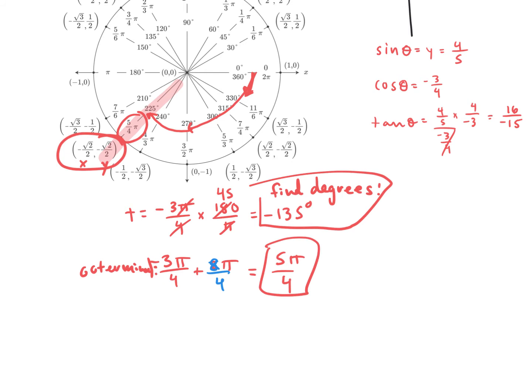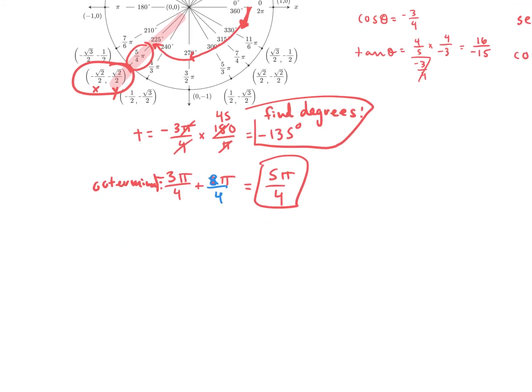So now I need to find my 6 trig functions. So I'm using the point negative square root 2 over 2 and negative square root 2 over 2 for x and y. So sine of theta is what? Negative square root 2 over 2. It's the y, so negative square root 2 over 2.